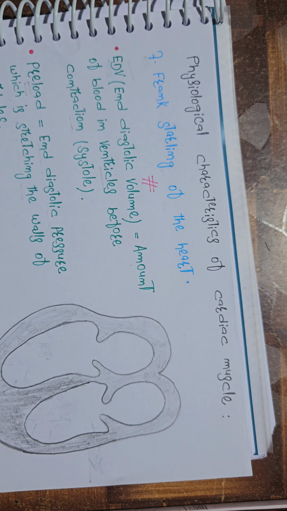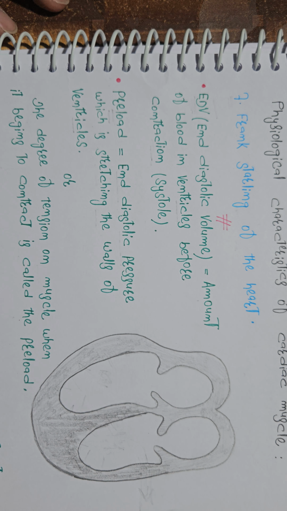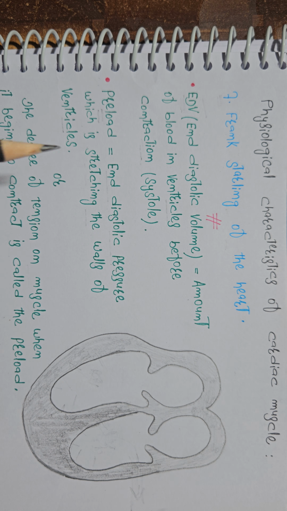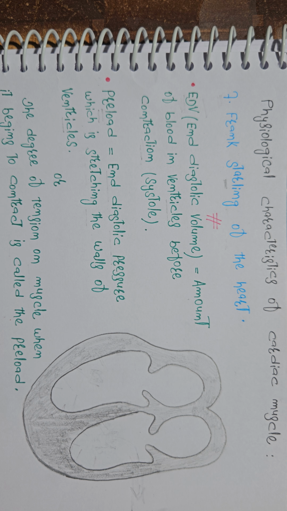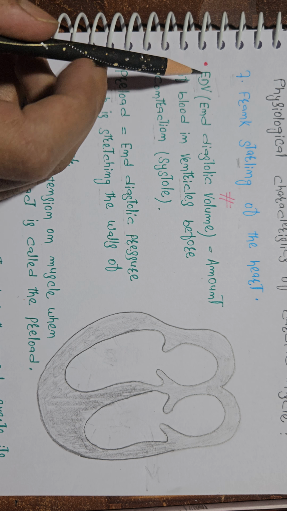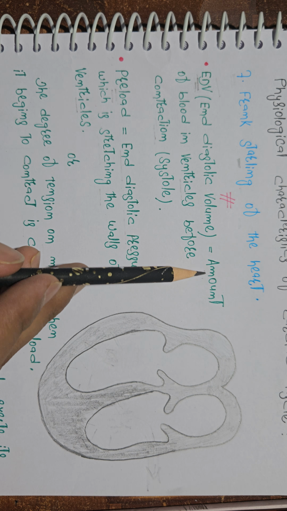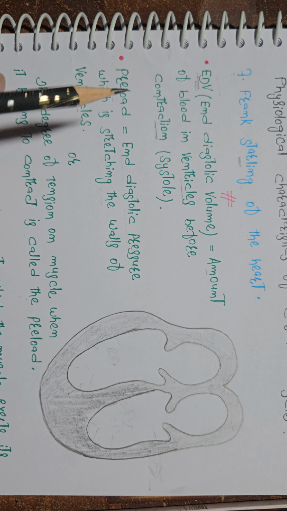We have the physiological characteristics of cardiac muscle. Number 7 is called the Frank-Starling law of the heart. Before we study what this Frank-Starling law of the heart means, we need to know 3 terms. The first term is the end diastolic volume. End diastolic volume means the amount of blood in the ventricles before contraction.